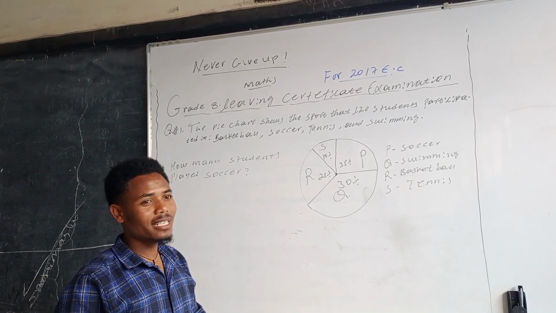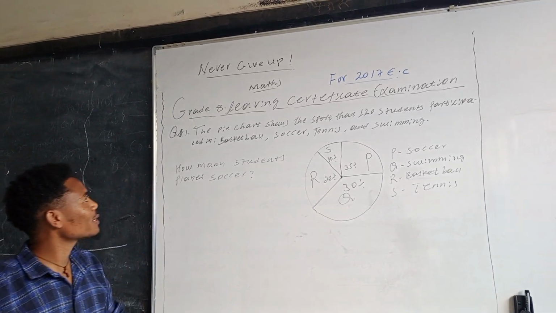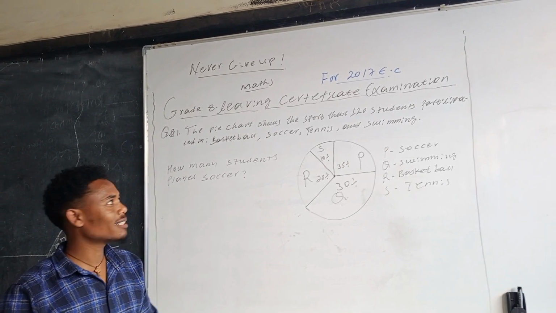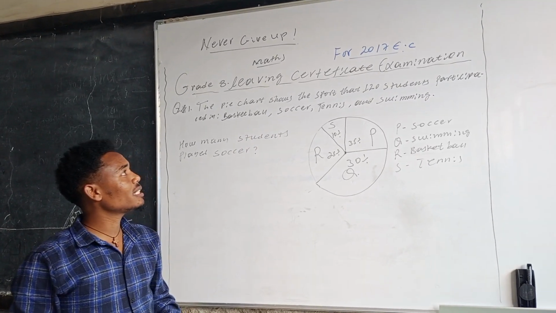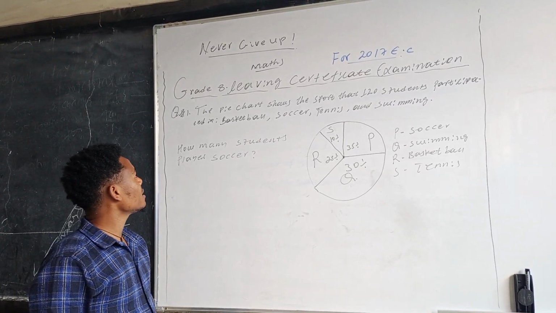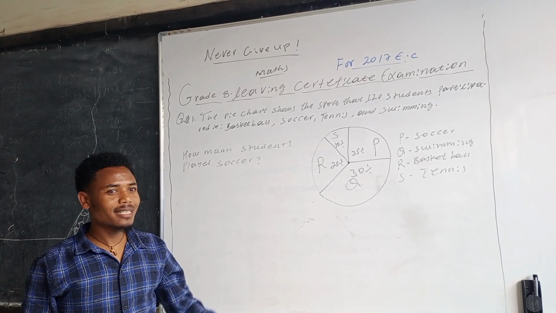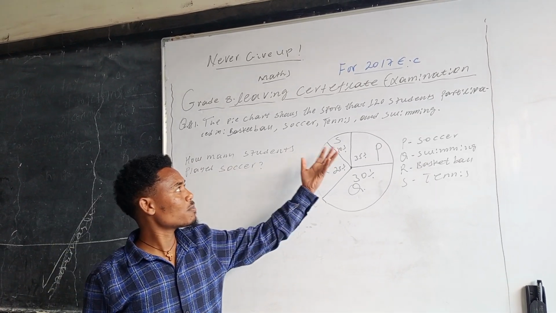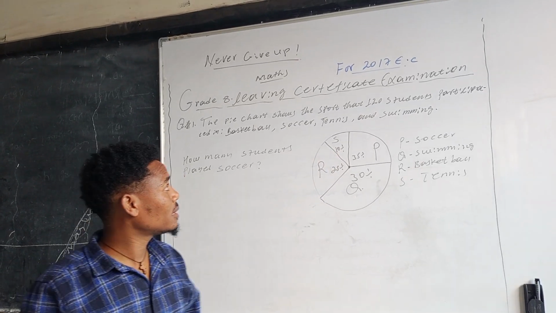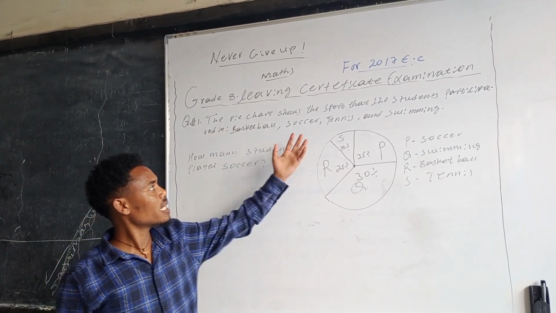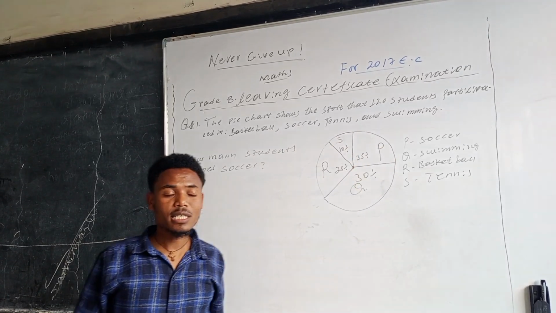To present here to you, a class that simply focuses on grade 8 mathematics, the leaving certificate examination in the 2017 calendar. Our first question says that the pie chart shows the sports that 120 students participate in: basketball, soccer, tennis, and swimming.